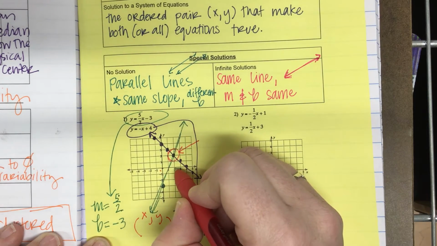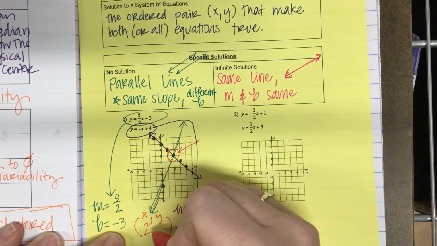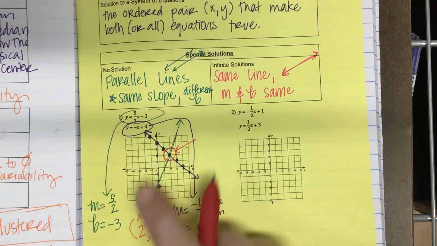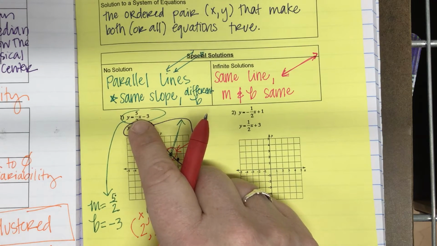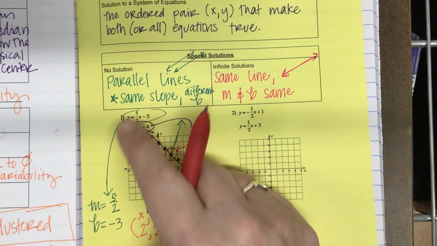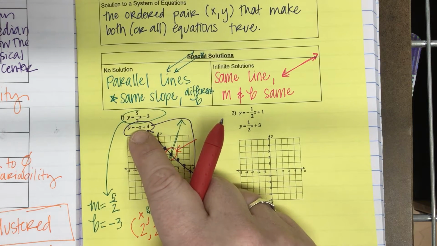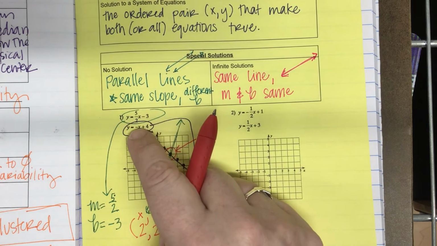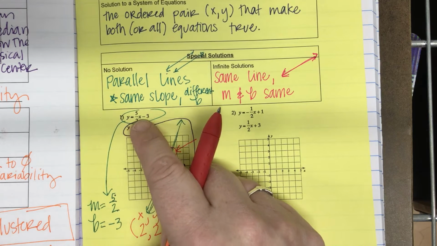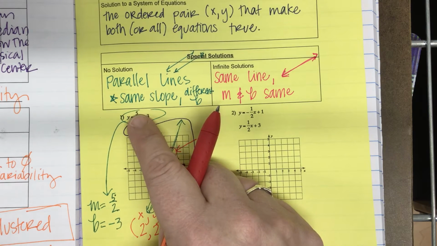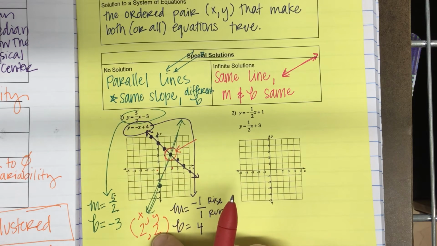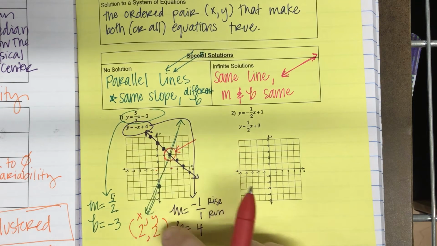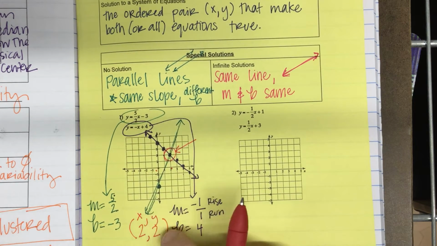My answer, my ordered pair, now remember, it's x comma y. So I'm going to go over first and up. So 2 comma 2. And if I substituted an x value of 2 into this equation, I would get a y value of 2. And if I substitute an x value of 2 into this equation, I would get a y value of 2. So 5 over 2 times 2 is 5, minus 3 is 2. And here, negative 2 plus 4 is 2. So you substitute 2 in and you get 2 out.